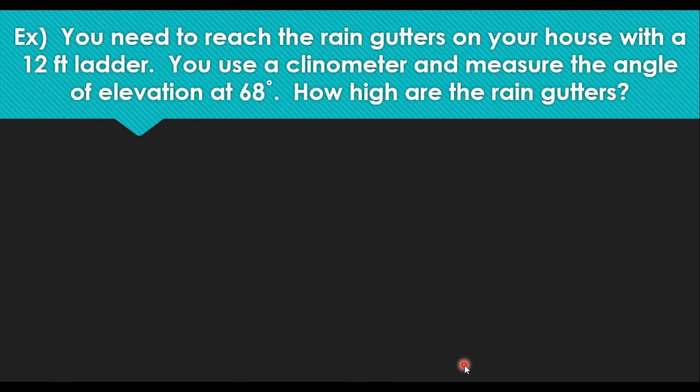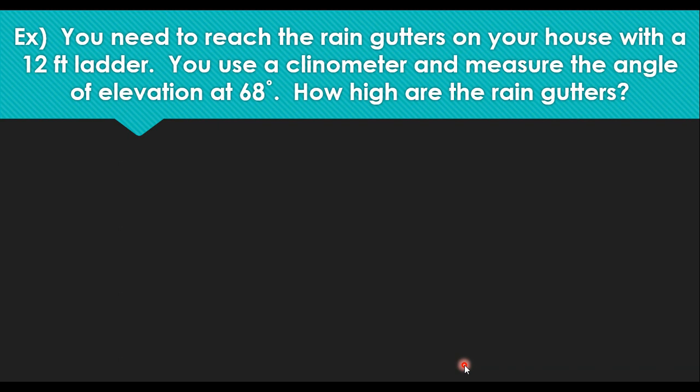Next example, you need to reach the rain gutters on your house with a 12-foot ladder. Maybe they're backed up, they're broken, they're about to fall off. I don't know. You use a clinometer to measure the angle of elevation at 68 degrees. How high are the rain gutters? So you don't know exactly how high they are on your house. You know that from the floor, the angle of elevation is 68 degrees.